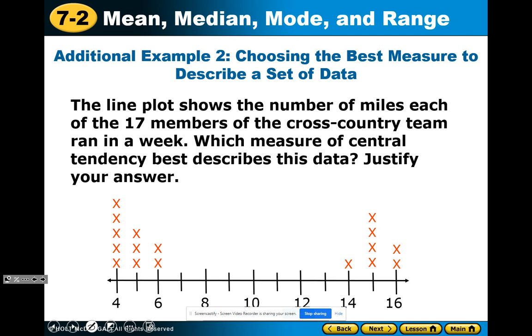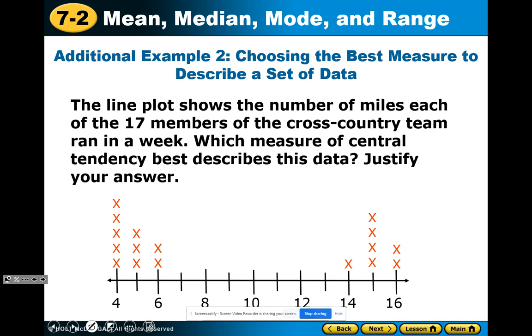So you're going to have to figure out, we're adding all these numbers together, right? And which measure of central tendency best describes this data? Okay? So, if we have these 17 members of the cross-country team, and this is the number of miles they ran. Are we going to want to do mean? Or median? Are we going to do mode? What are we going to want to do? Well, the four things we've been doing, mean, median, mode, and range, are the measures of central tendency. So which one of those four would best describe these times?